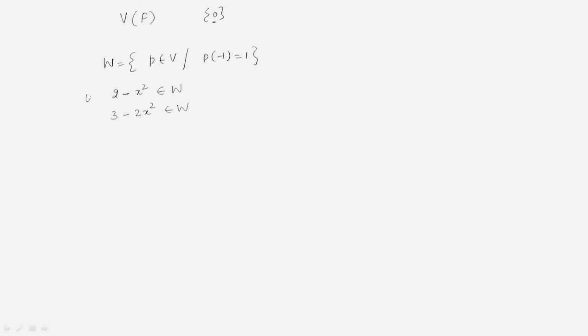Now, this is u and this is v. If you add them, u plus v, this is 5 minus 3x square, and this polynomial at minus 1 is equal to 2, which is not 1. That means this element does not belong to W. So, we have shown that it is not closed with respect to vector addition, and hence we can say that it is not a subspace of this vector space V.